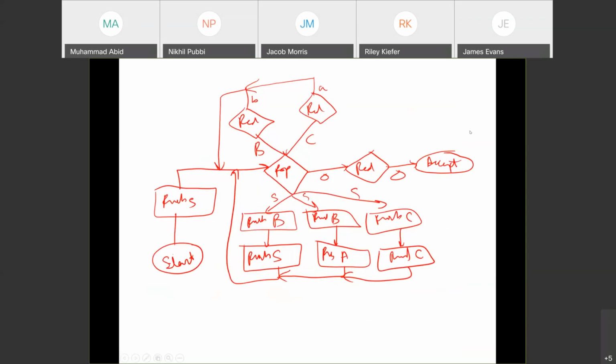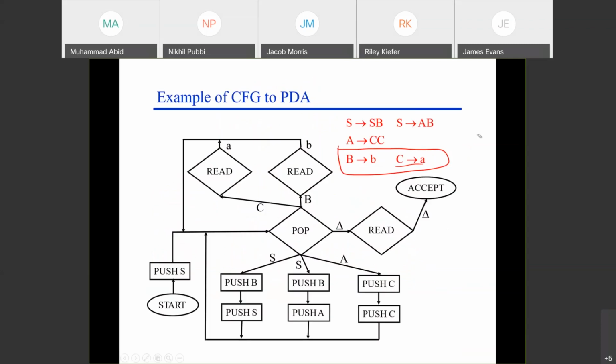Whenever you have a context-free grammar, if it is not in Chomsky normal form, first you need to convert it into Chomsky normal form. By Chomsky normal form, we mean that all production rules are either one non-terminal replaced by exactly two non-terminals, or one non-terminal replaced by exactly one terminal. So it should be in Chomsky normal form, and then this is a fixed design. You follow that and you can convert your grammar into a PDA.